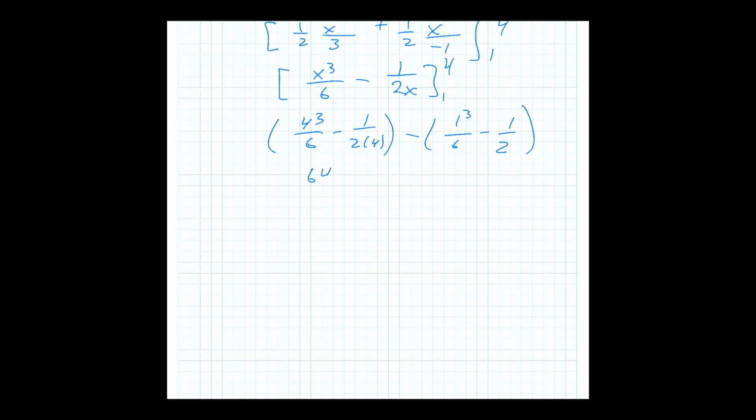So what do we get? We get 64 over 6 minus 1 over 8. I'm just going to deal with the parentheses now. Minus 1/6 plus 1/2. So we punch all this into a calculator. 64 over 6 minus 1 over 8 minus 1 over 6 plus 1 over 2, 87 over 8. Is this right? I hope so. 87 over 8. Submit. Yay.